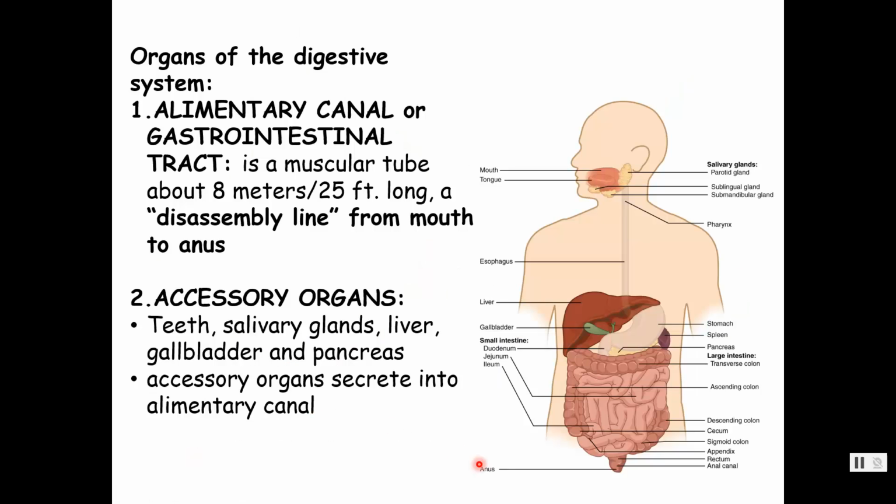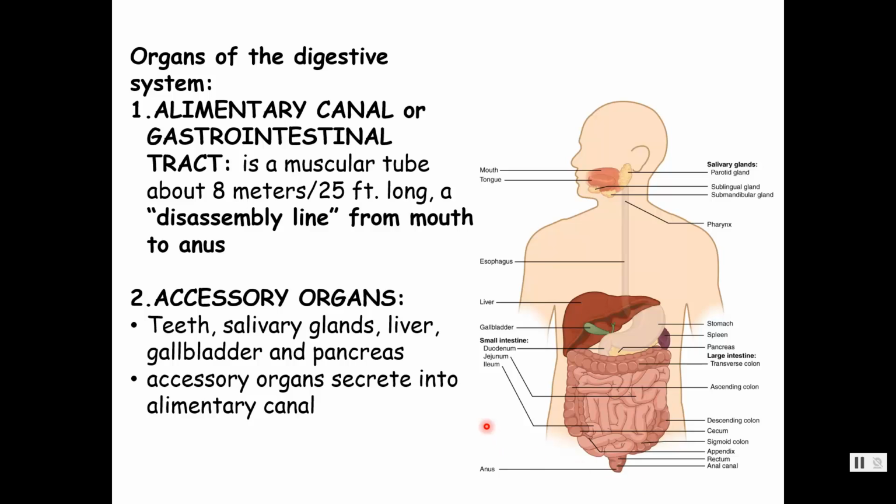There we go. All right, so the organs of the digestive system. We're going to go through the alimentary canal, and like I said, it's about 8 meters long. That's about 25 feet long. That really is a disassembly line. So the tube part itself is going to be the oral cavity, the pharynx, the esophagus, the stomach, the small intestines, the large intestine, the rectum, and then feces exits out the anus.